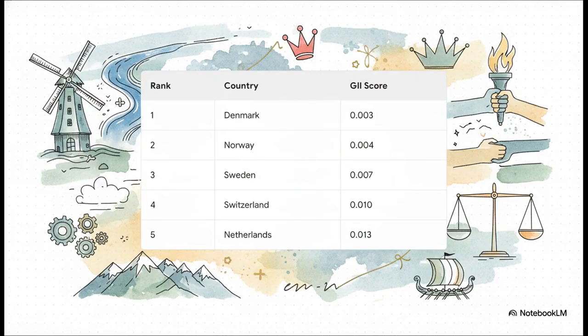And Denmark is not alone up there. The top of the list is really dominated by Northern European countries. You've got Norway, Sweden, Switzerland, the Netherlands. They all consistently score incredibly well. And that's often because of strong public services, subsidized childcare, and really high female labor force participation.